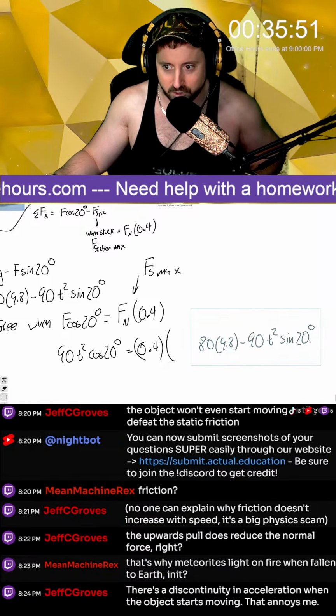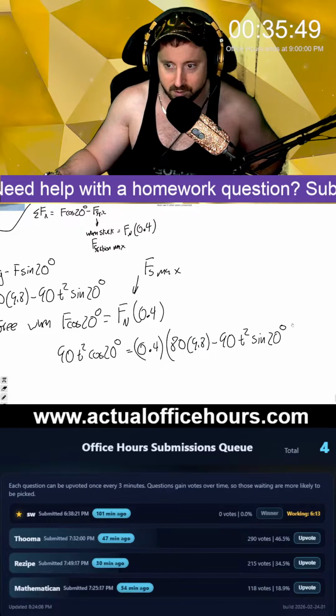Yes, the acceleration goes from 0 to non-zero instantly. Yes, correct. There is a discontinuity.